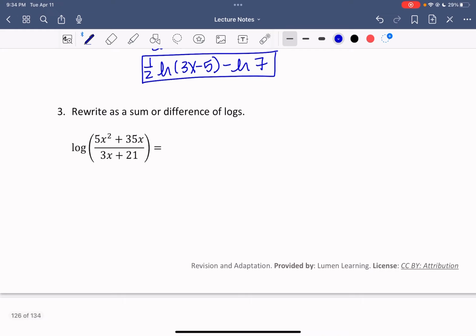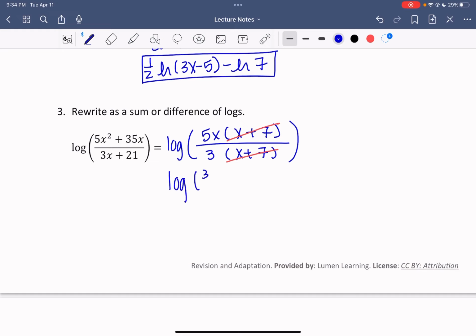Rewrite as a sum or difference of logs. So first I'm going to get rid of, well, let's see if we can simplify this before we start breaking it apart. If I were to factor that top, it has a GCF of 5x. That would leave me with an x plus 7. And the bottom, I could factor out a 3, leaving me with an x plus 7. So before I ever start expanding that out, I'm able to cancel out and simplify this. That would give me log of 5x over 3.